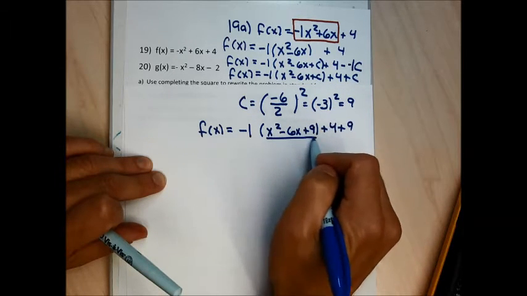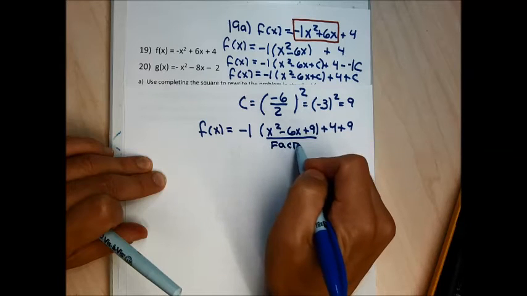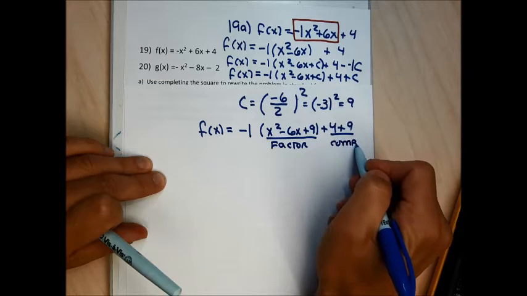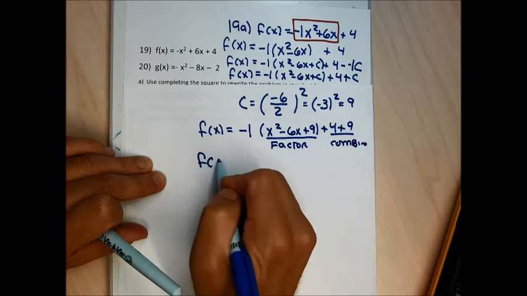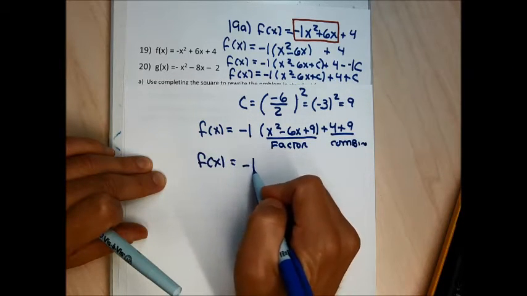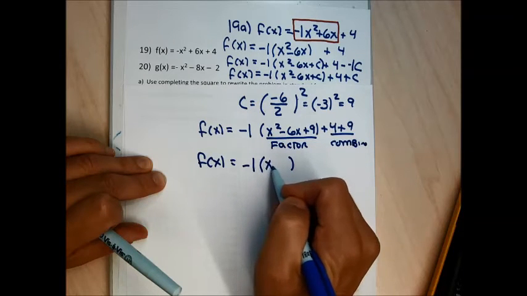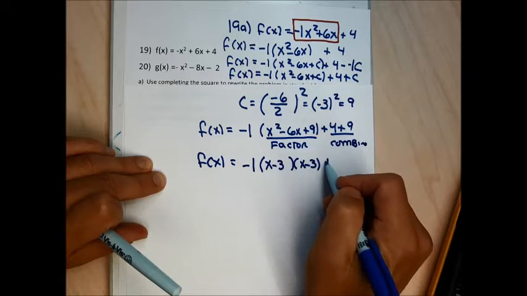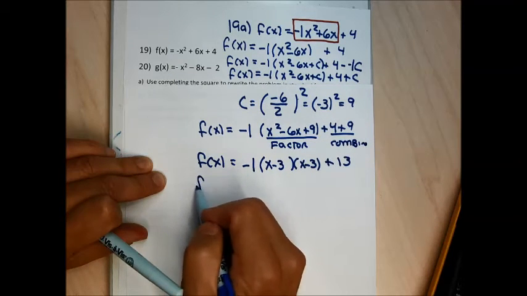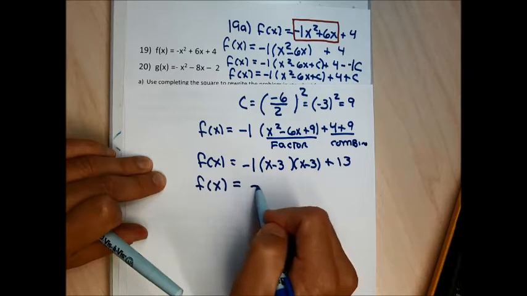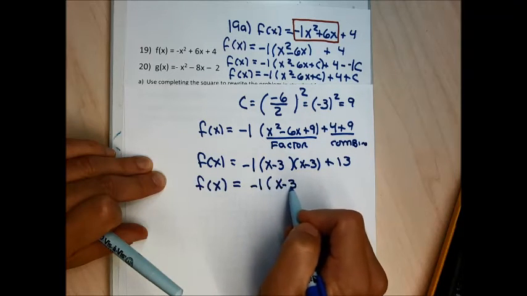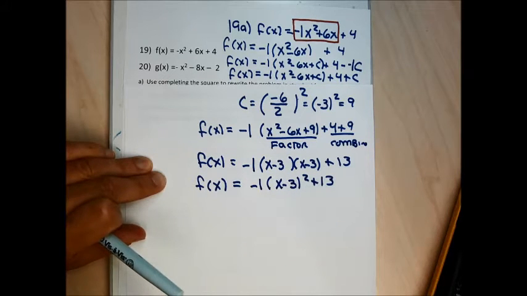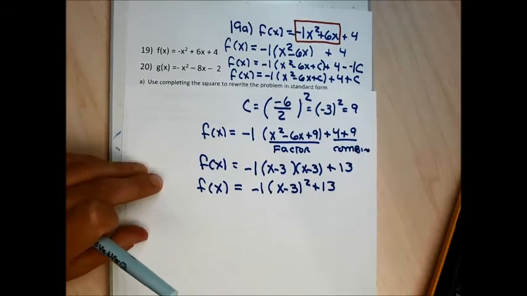Now I'm going to factor this and combine this. The negative 1 I'm going to leave out front. I'm going to write this as negative 1, and these two parentheses factor into (x minus 3) times (x minus 3). The last two numbers combine to be 13. So this is going to factor into f of x equals negative 1 times (x minus 3) squared plus 13. Done with part A. That's going to be my answer to 19A.